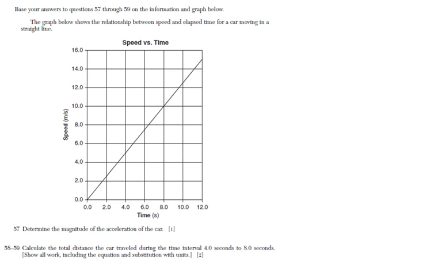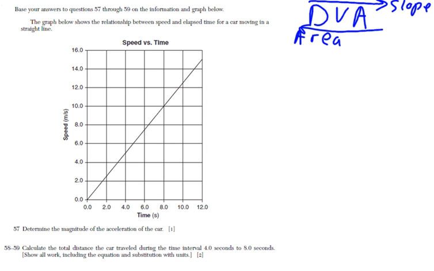So you maybe remember this memory trick that we showed you earlier in the year, DVA. As you move to the right along this DVA little trick, you're taking the slope. And if you move to the left, you're taking the area. So in this case, let's talk about what type of graph we have. We have a speed graph, and we want the acceleration.